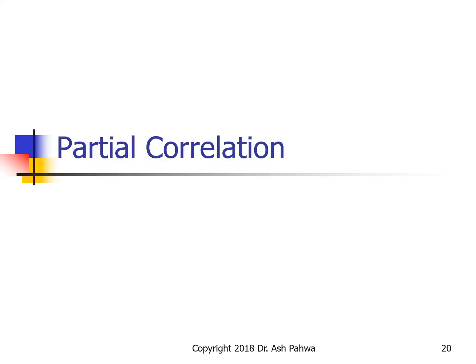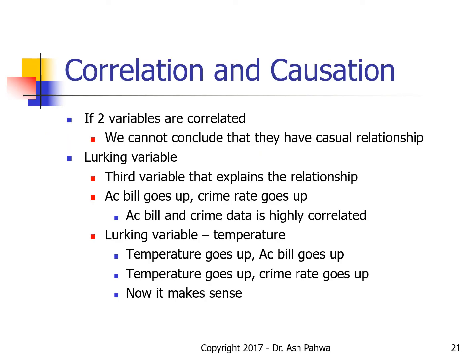Now let us look at the second topic of this lesson, which is partial correlation. Partial correlation exists whenever there are 3 variables and all 3 variables are interacting with each other.